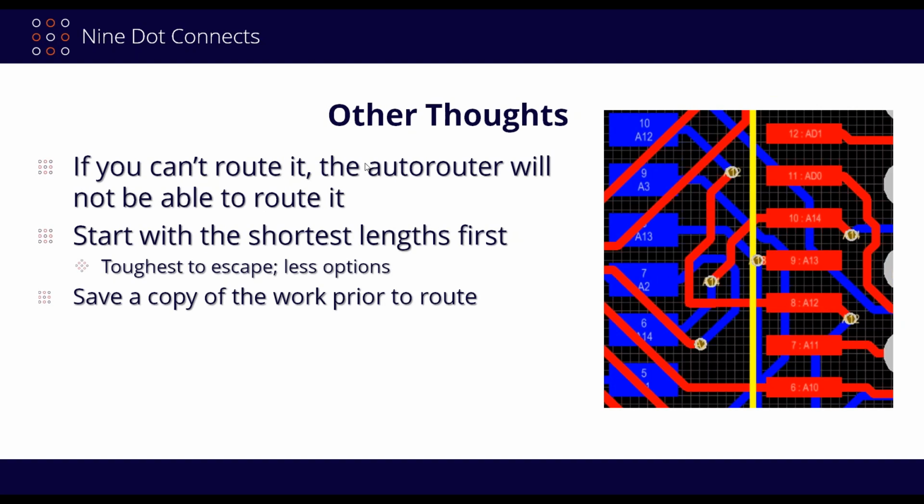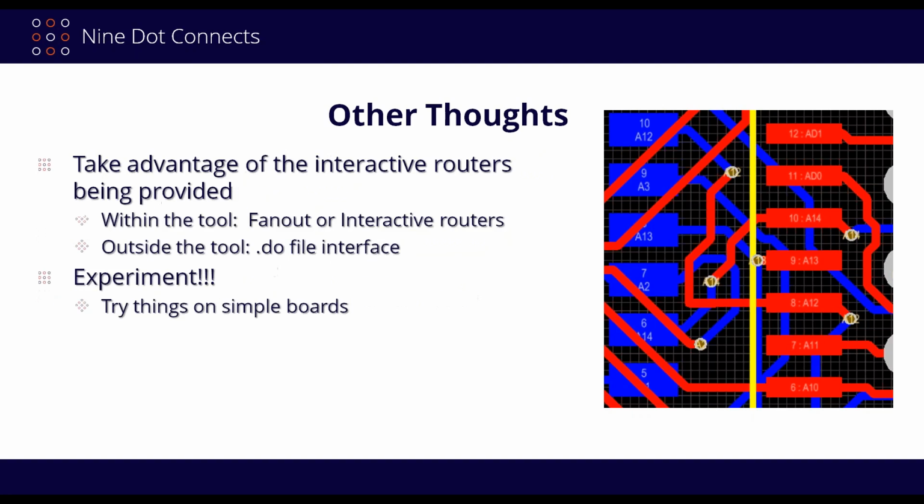So other thoughts they've got on this, you know, again, if you can't route it yourself, the Autorouter will not be able to route it. You're the best router out there by far, okay? Start with the shortest lengths first. I've mentioned that before. I really want to emphasize that point. Just start with the shortest ones first. Draw them yourself if you want to, because they're the toughest to escape, and you have very few options for that. And then always save a copy of your work prior to doing another route or an auto route on it, so that if you say this is terrible, I don't like it, then you don't lose any of that work. Take advantage of the interactive routers being provided.